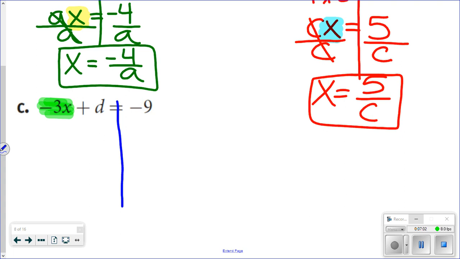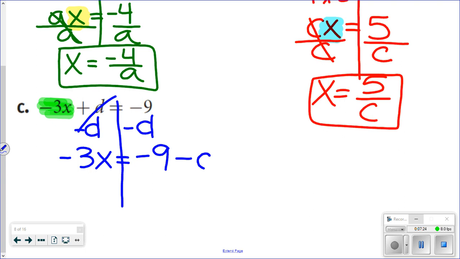The opposite operation here is to subtract. Bring down your -3x equals, and if I was to say this out loud, it says -9 minus, or take away, d. -9 minus d. Those are unlike terms. I can't put them together. Because I'm subtracting d, keep this subtraction sign here.